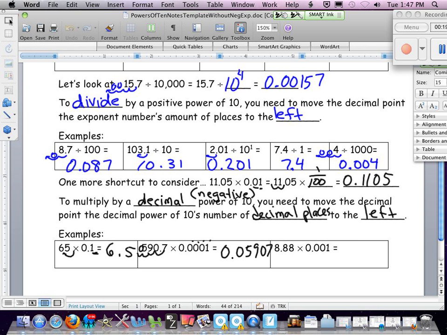How many decimal places are in this very last example here? How many decimal places? 3. 1, 2, 3. So take your decimal point and move it over to the left 3 times. And what should we get? 0.00888. So 1 swoop, and then 2 more placekeeper zeros to make the 3 decimal places that I need to move over. So 0.00888.